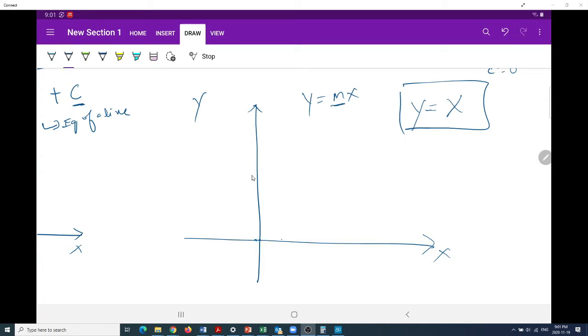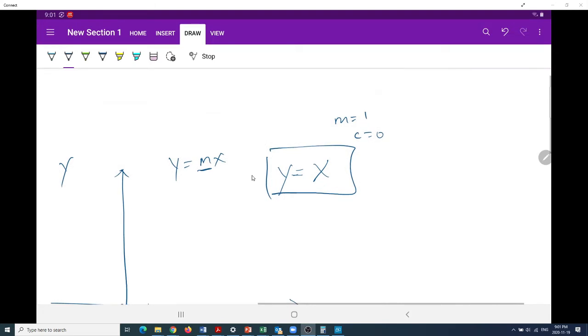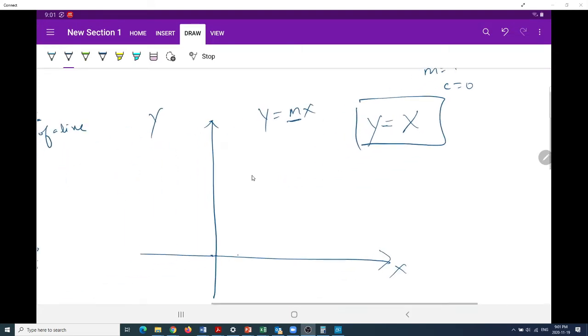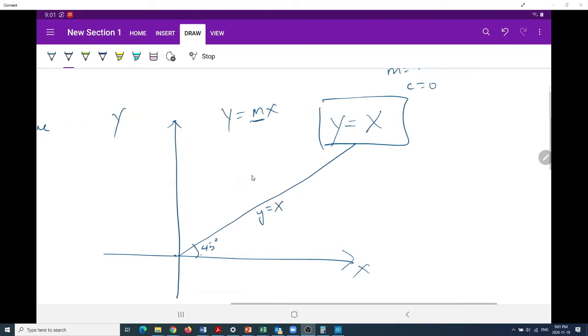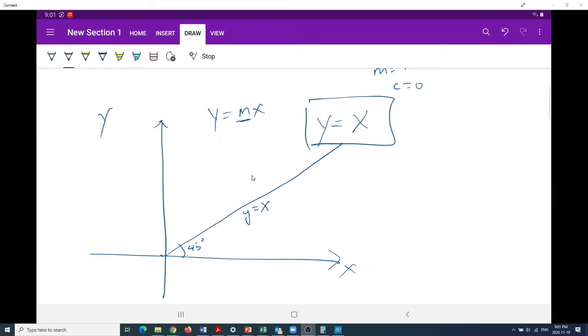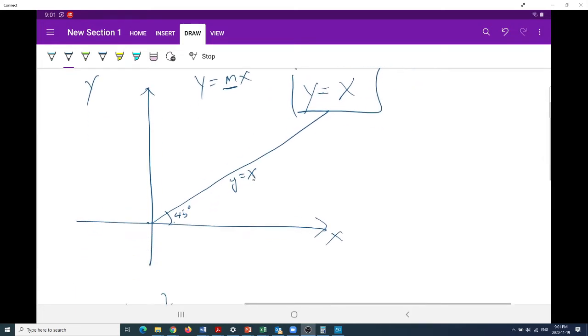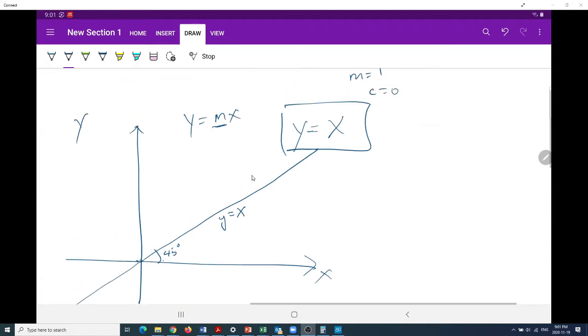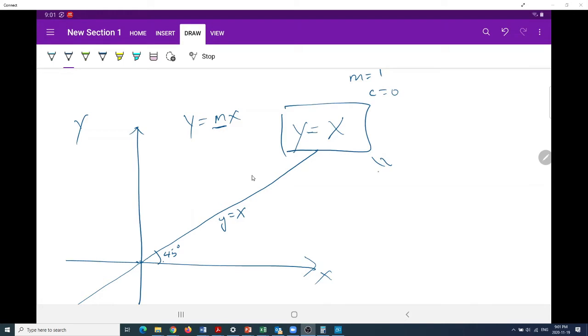So let's look at another example where even m is fixed, m is 1 and c is 0. So this line is just a straight line at a 45-degree angle. Okay, this is the equation of the line, which is y is equal to x. There's only one line. There's only one way you can draw this y is equal to x. So this is an equation which has 0 degrees of freedom.